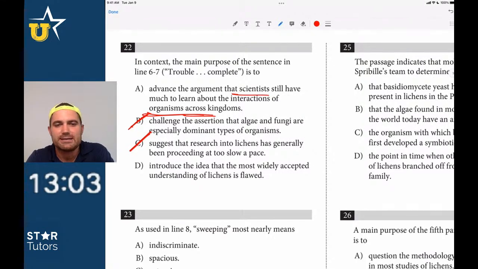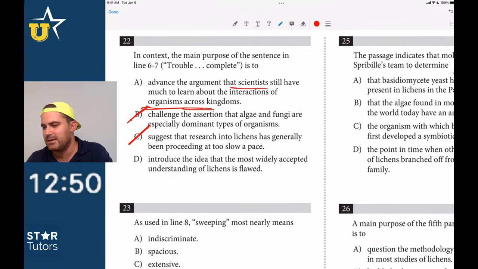If you guys look at that type of question, you don't want to. I don't think that was. I think that it wasn't proceeding intentionally. I think it was just they didn't have the technology. I don't think that one makes sense. Introduce the idea that the most widely accepted understanding of lichens is flawed. Maybe.